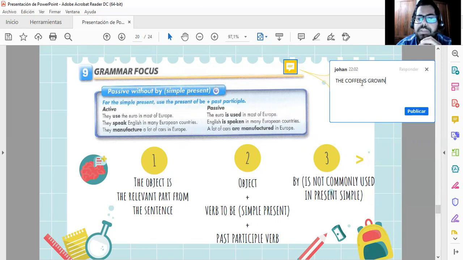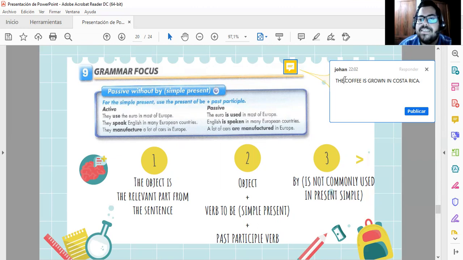Okay, teacher, the coffee is grown in Costa Rica. Remember that we don't use "by," right? The coffee is grown in Costa Rica. And we can add more information in there if you want. The coffee is grown in Costa Rica.